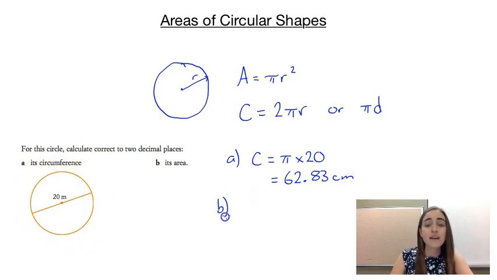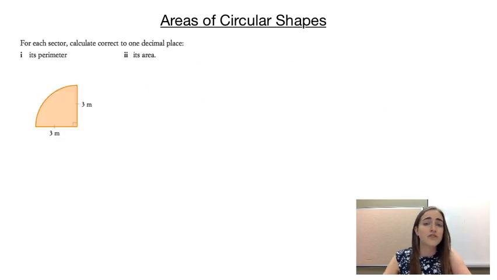For question B, it asks us to find the area. For the area, we do need the radius. So if the diameter is 20, the radius is going to be half of that, so 10 centimeters. Then to find the area, we're going to do pi times the radius squared, so pi times 10 squared. When you put that in your calculator and round it to 2 decimal places, you'd have 314.16 centimeters squared.